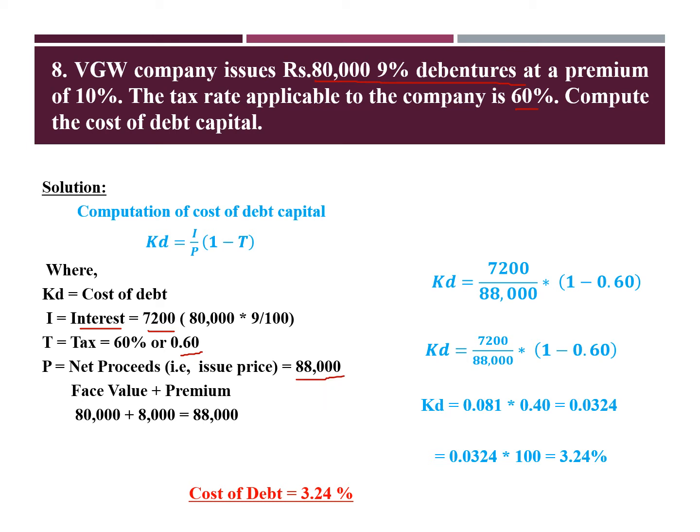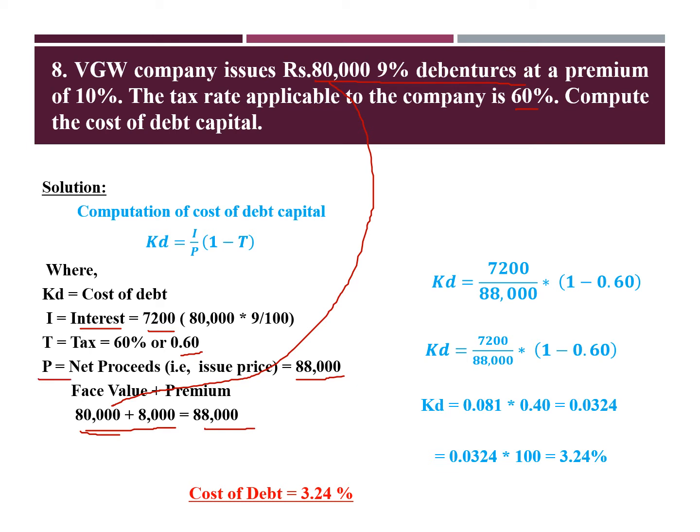Now 80,000 is the issue price. This 80,000 issue price we have taken over here. Clear? Then at a premium of 10%, what does that mean? 10% of 80,000, so that is 8,000. So 80,000 plus premium 8,000, we will get 88,000. That is the value for P.